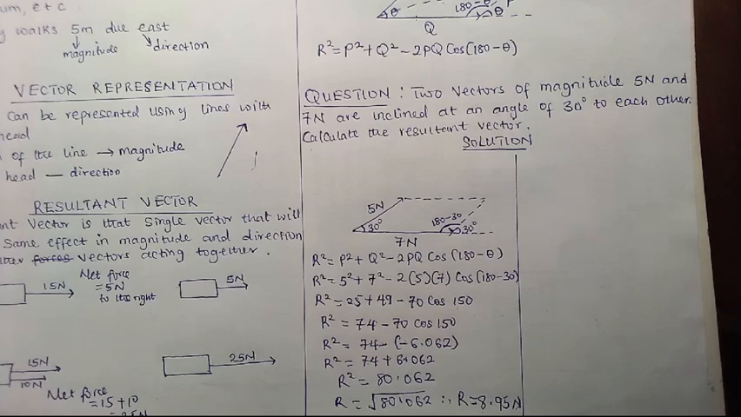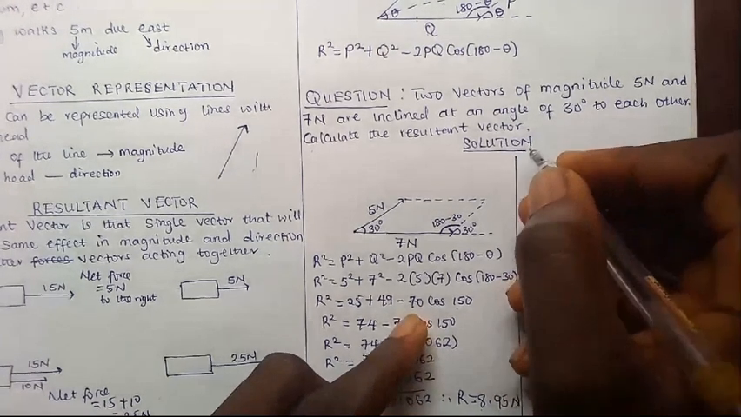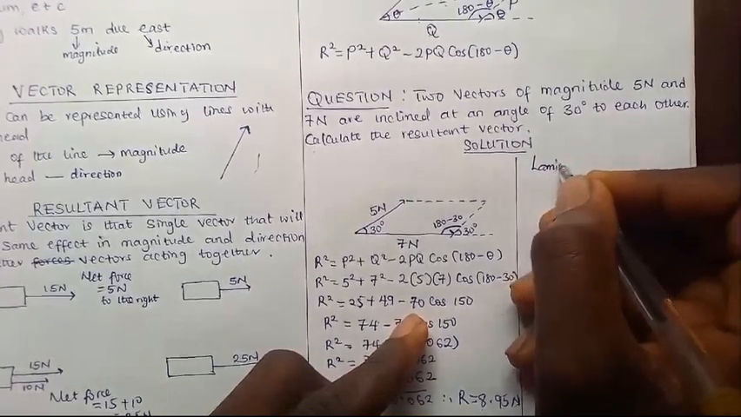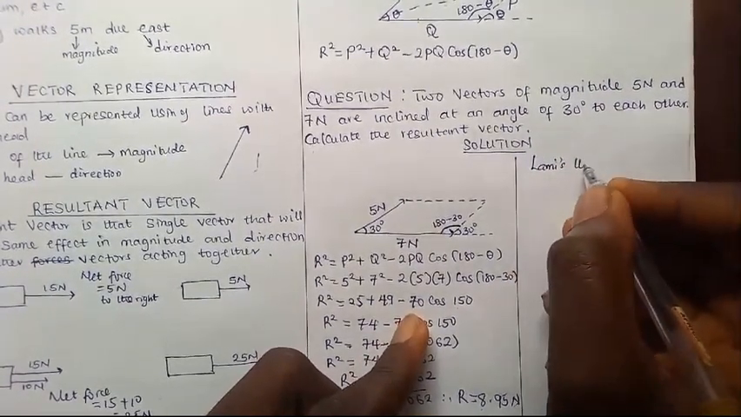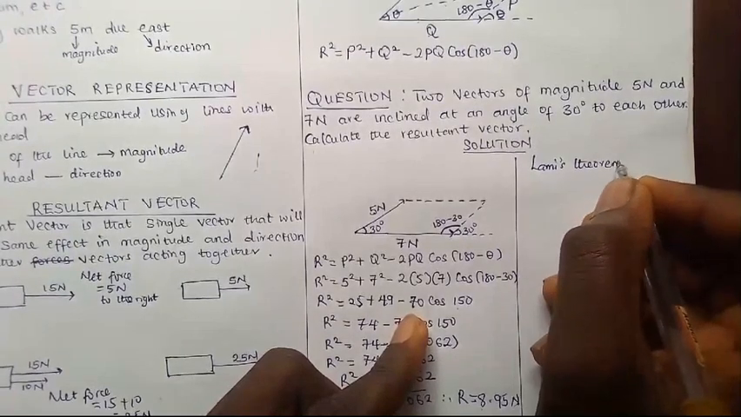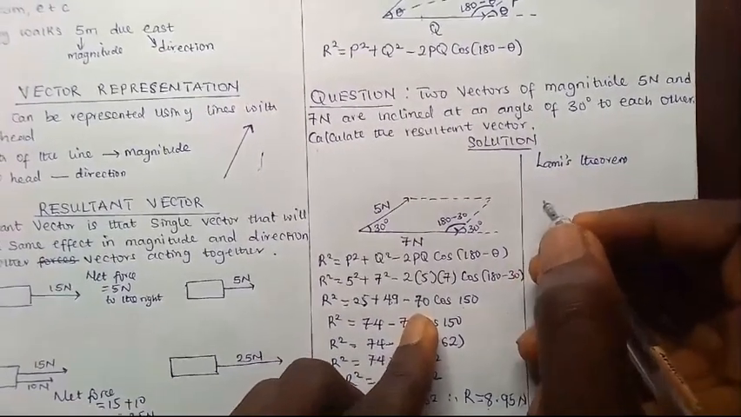Now we just calculated the magnitude of the resultant vector, or resultant force in this case. We also need to calculate the direction of the resultant vector. A vector has both magnitude and direction. I've just concluded calculating the magnitude of the vector. Now let's go over to the direction of the vector. Now to calculate the direction of the vector, we use what we call Lami's theorem, or what is popularly known as the sine rule.